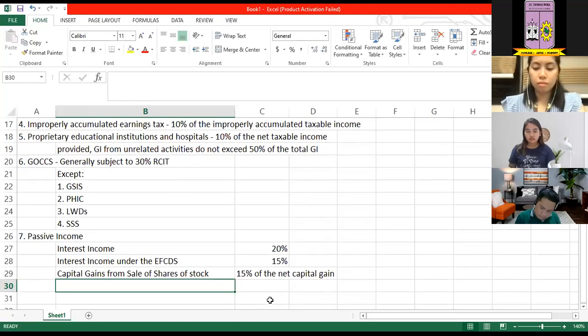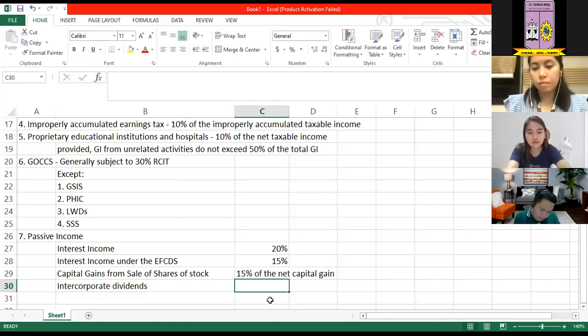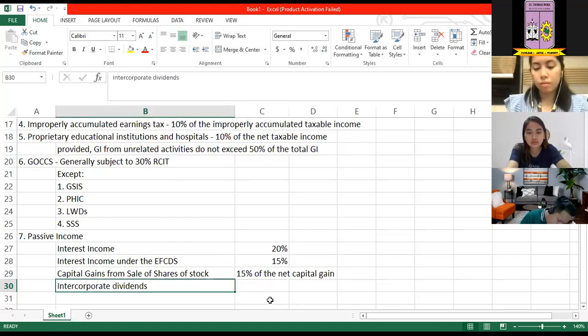Now for intercorporate dividends, ano tong intercorporate dividends. Yung corporation, stockholder siya ng another corporation, okay? Kasi hindi lang naman individual person yung pwedeng maging stockholder ng corporation. So pwedeng merong another corporation na nag-invest din siya in another corporation. So kapag nag-declare ngayon ng dividends yung corporation, so magkakaroon ng intercorporate dividends kasi dalawang corporation between two corporations.